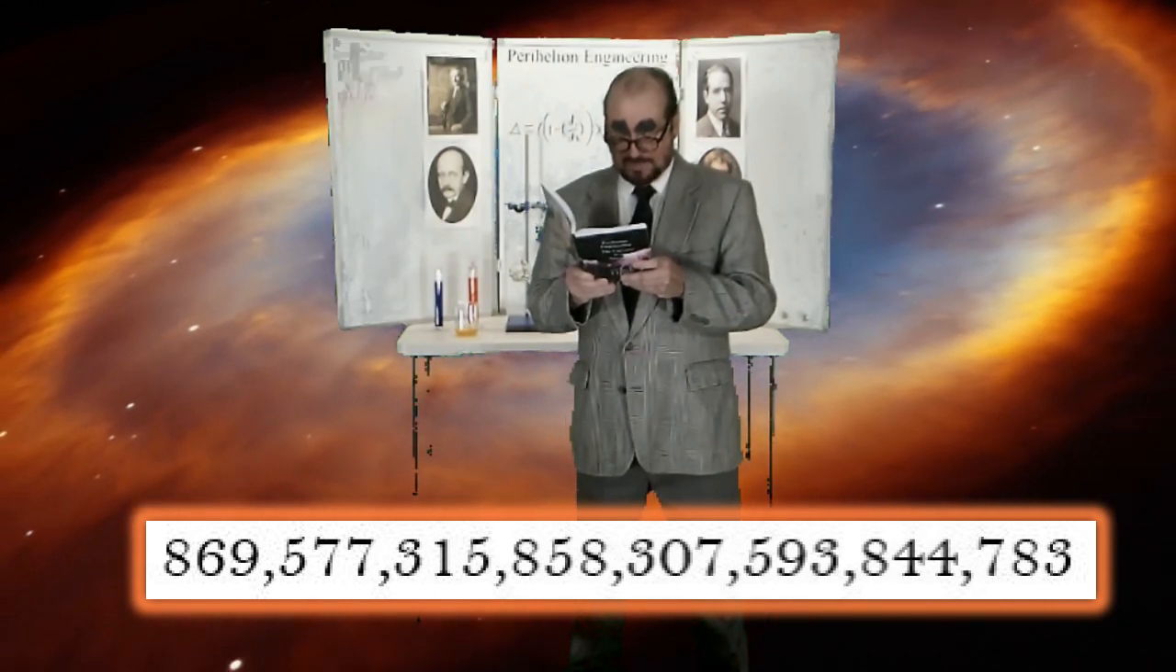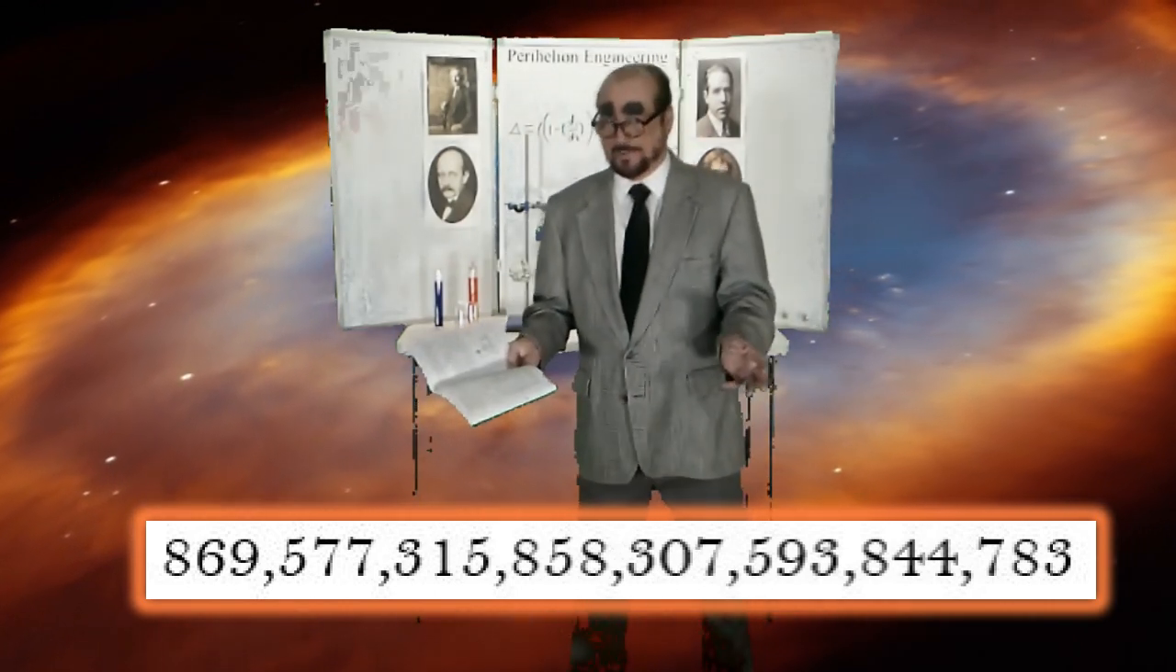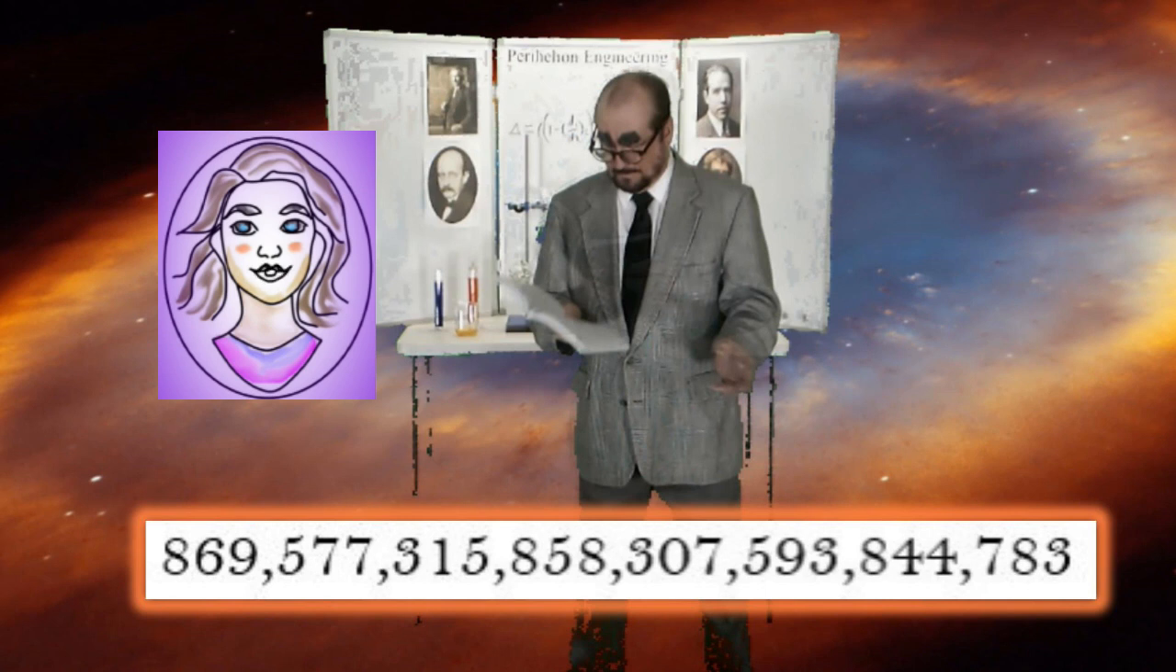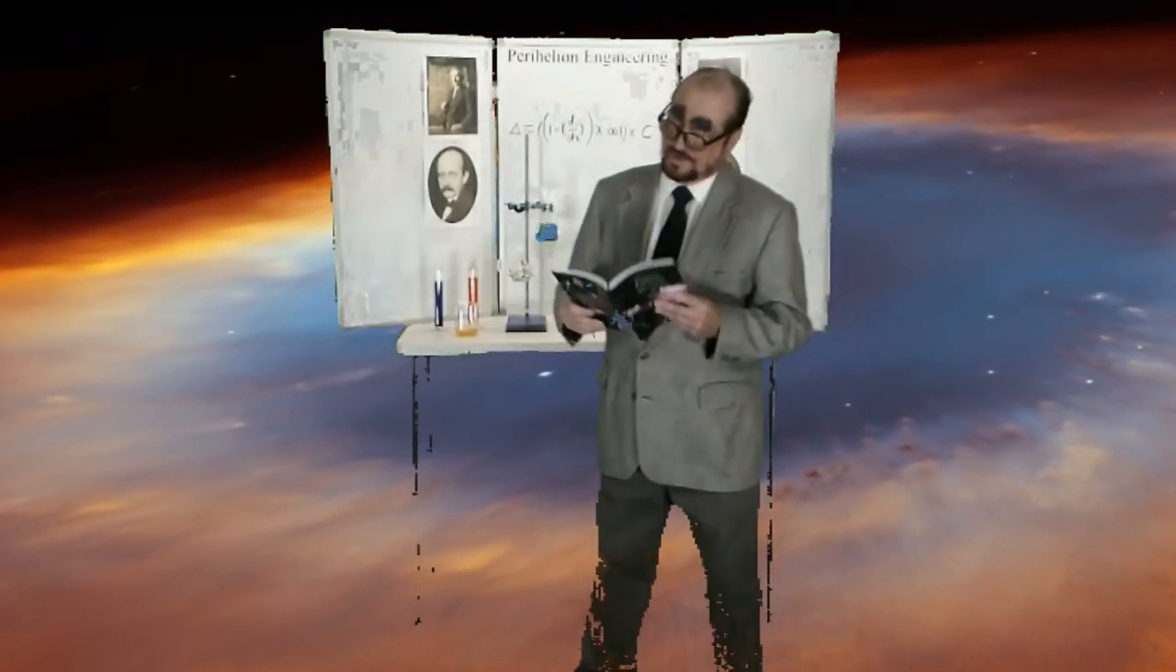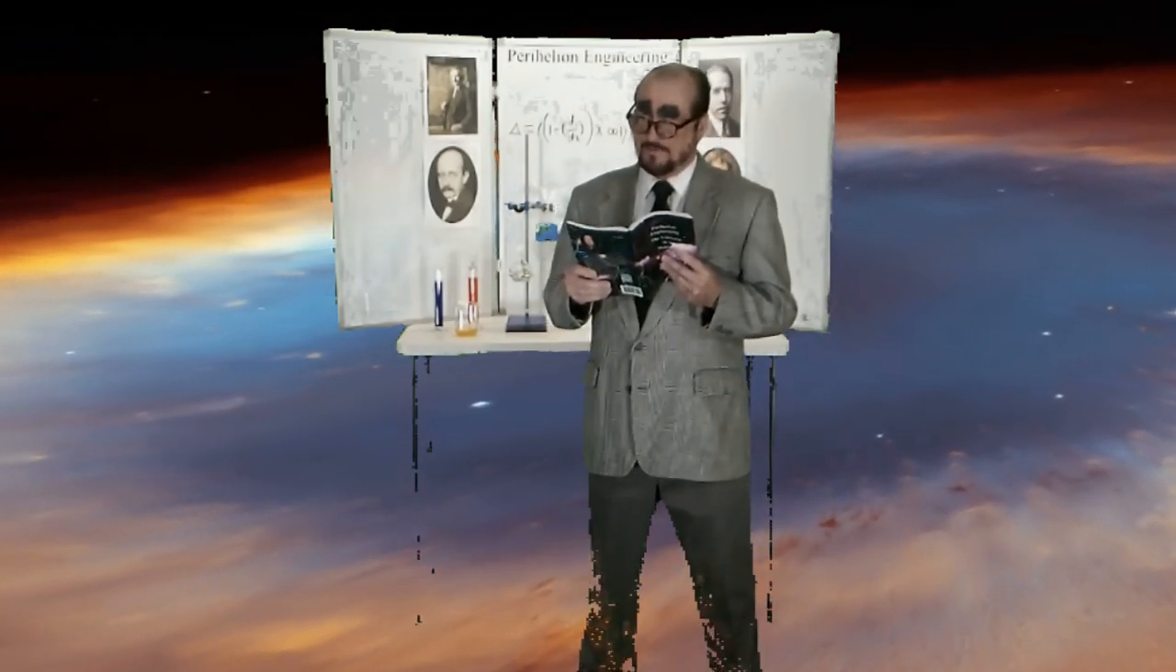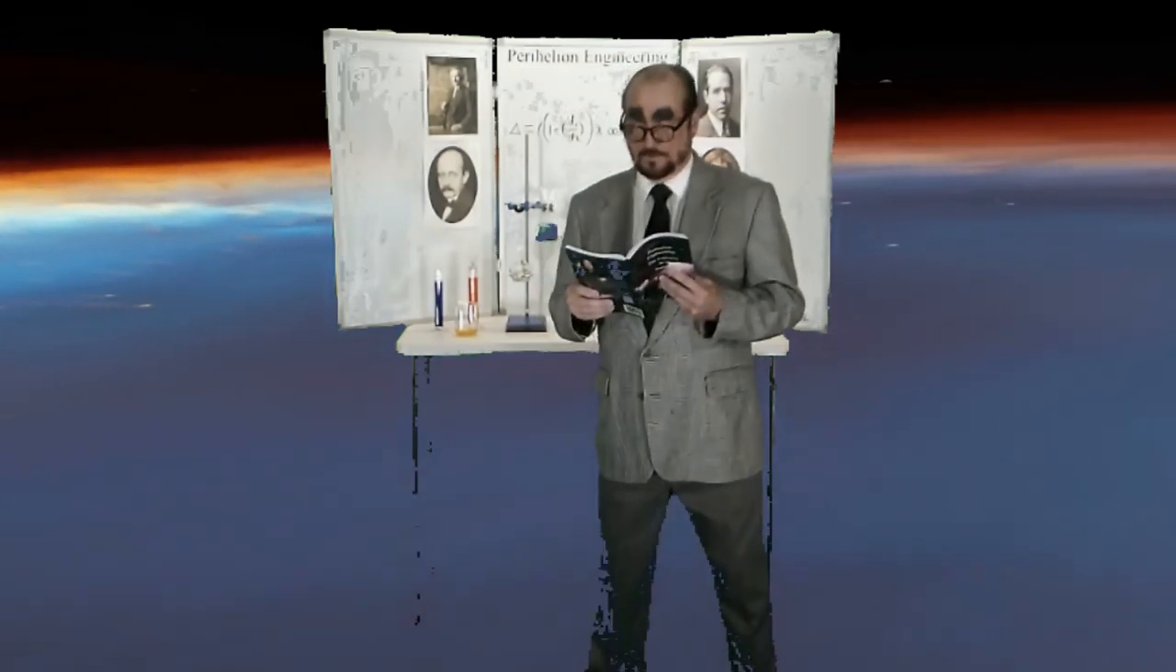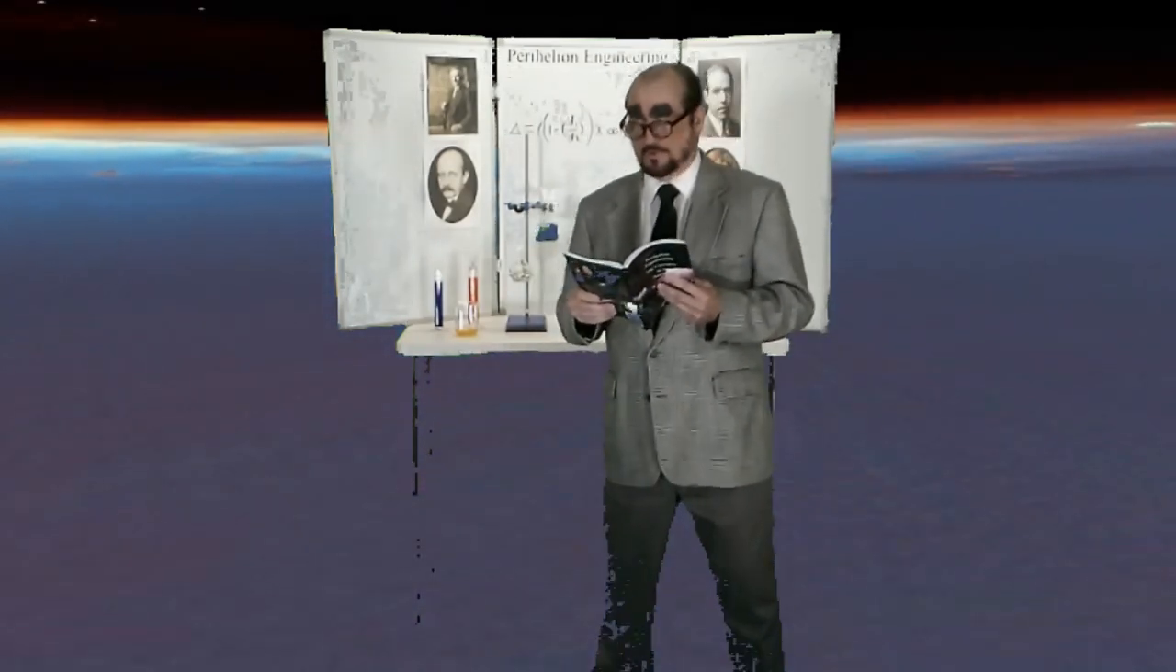894, 783 electrons. Lucy can do that a lot better than me. Haha, Professor, that is 869, 577, 315, 858, 307, 593, 844, 783 electrons. Because each atom of hydrogen has 1 electron. And since the weight of the electron is arguable, let's guess that the amount of the weight was 0.155712298 of 1 gram. Until we see later a different proof, or rather a disproof of mass.